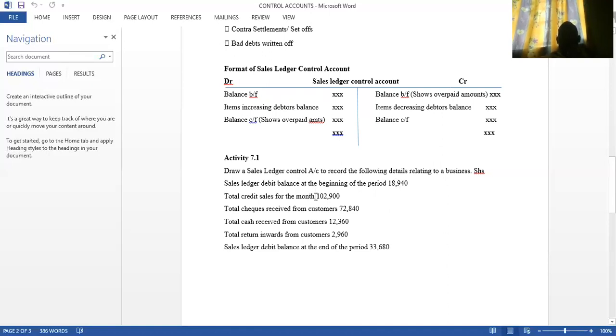We have credit sales. It increases the debtors, so it's going to be debited. We have the total checks received from customers. This one reduces because they are paying, so it is going to be on the credit. We have cash received, which again reduces the debtors, so it is credited. Then we have total return inwards. Again, it reduces, so it is credited. The sales ledger balance at the end is going to be captured as the closing balance.